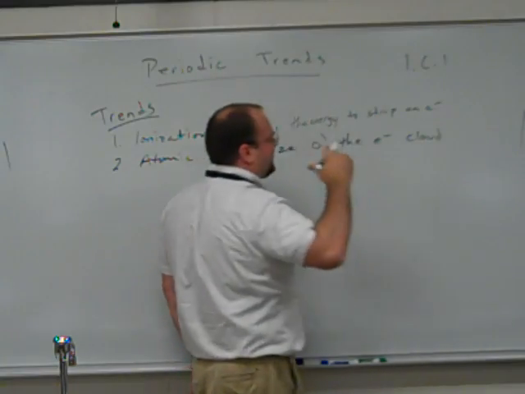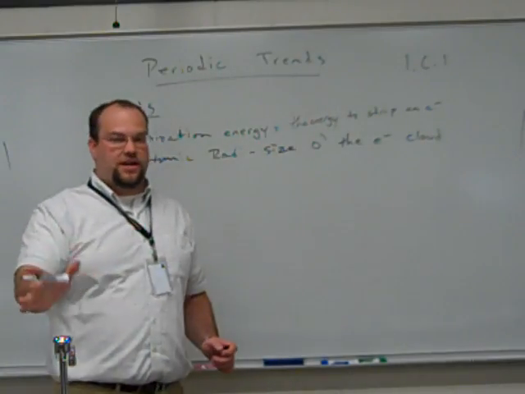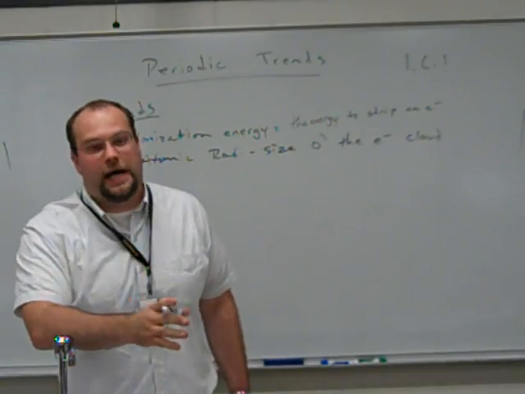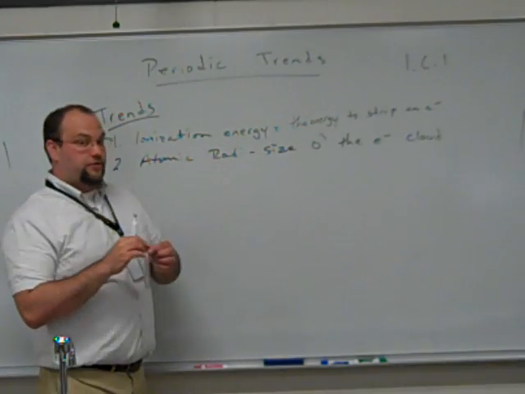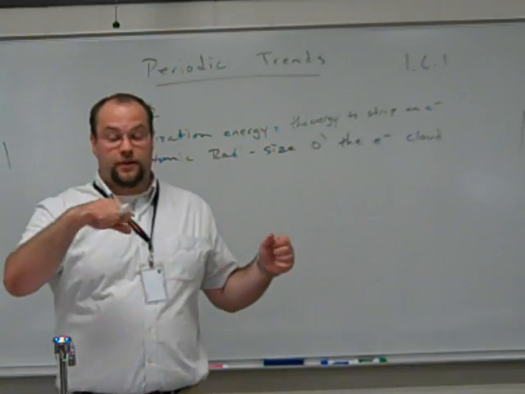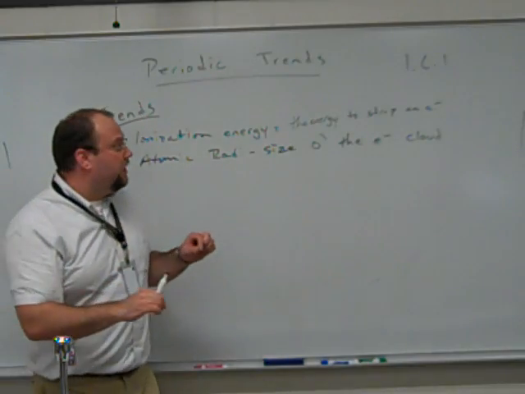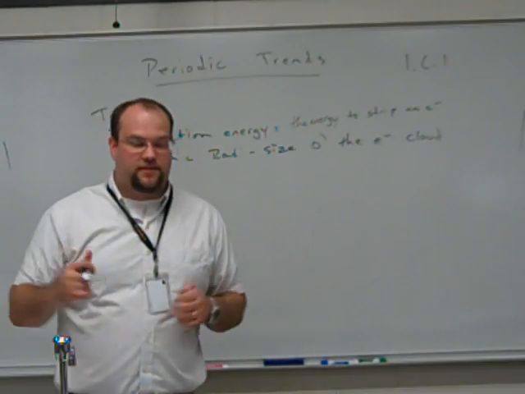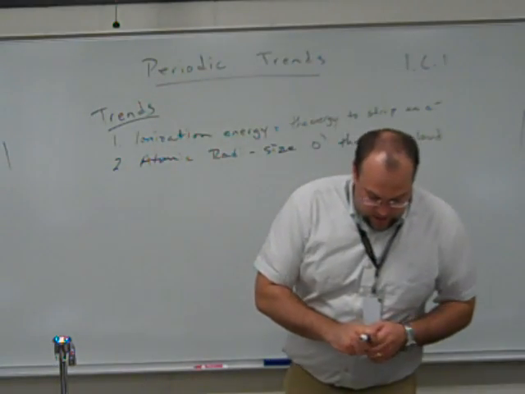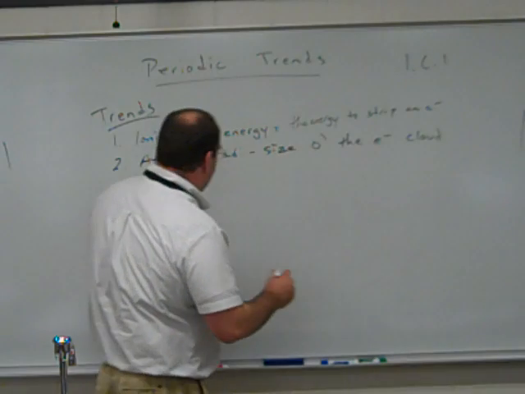Okay, you have to realize that the vast, vast majority of the volume of an atom is the electron cloud. Very, very little of the atom is actually nucleus. It's mostly the electron cloud. So when the electron cloud changes size, that's what really affects the size of an atom. And then 2 more. We have electronegativity.